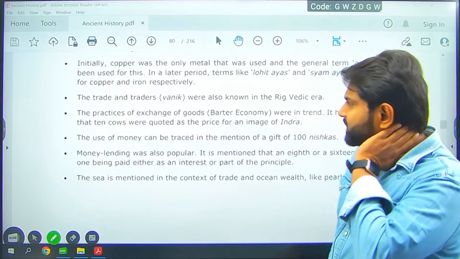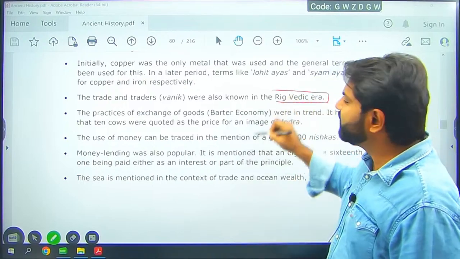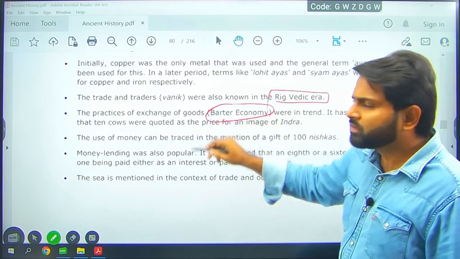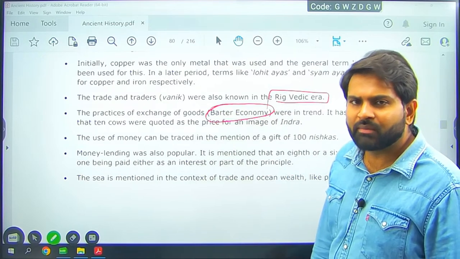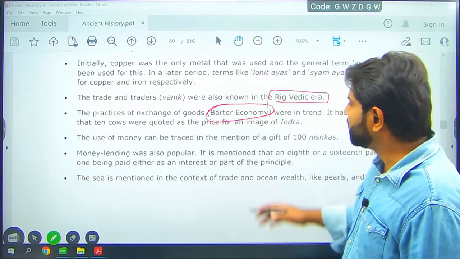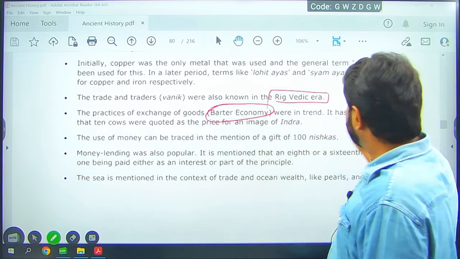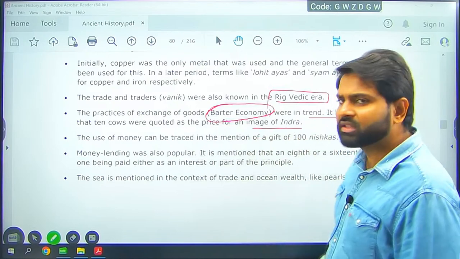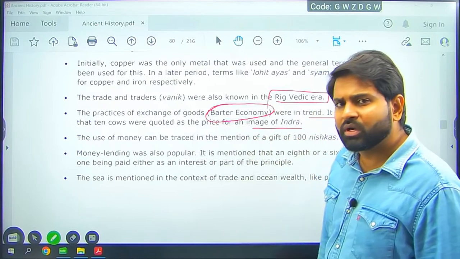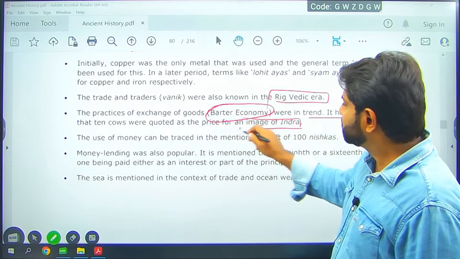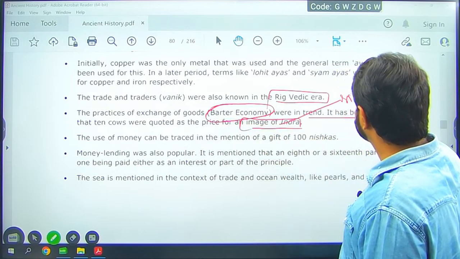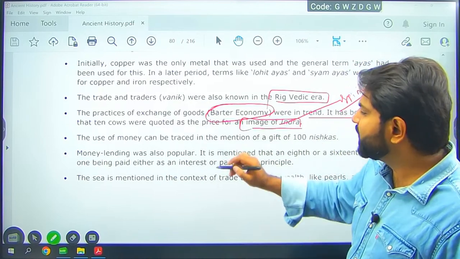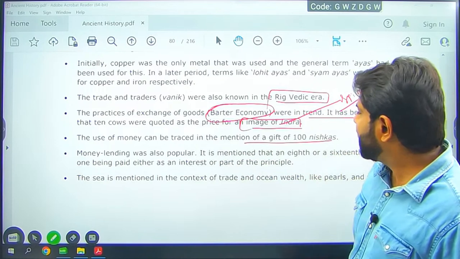Trade and traders were also known in the Rigvedic era. The practice was the exchange of goods, a barter economy. Now the economy is based on market mechanism, price mechanism, demand and supply, but then we had a barter economy. It has been found that 10 cows were quoted as the price of an image of Indra. So understand the spiritual importance.